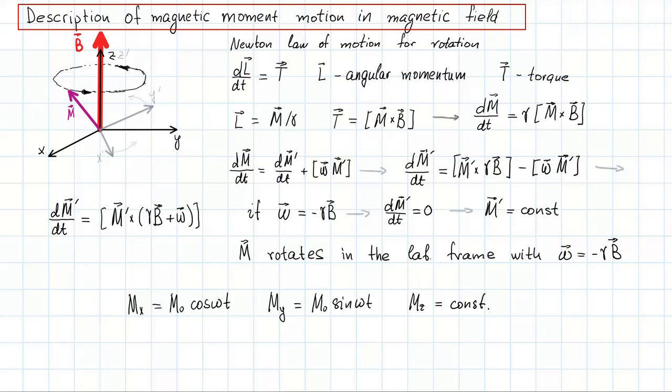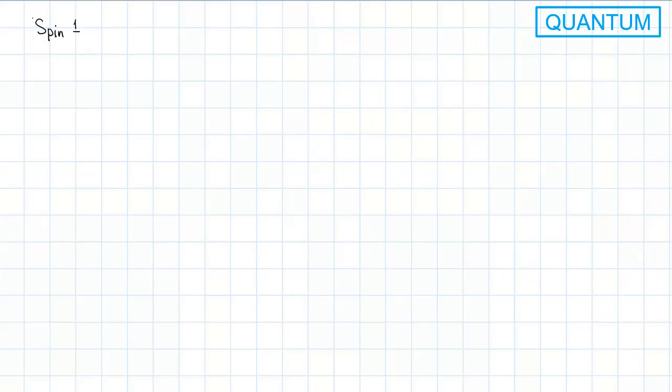Another approach to describe magnetic moment motion in magnetic field is based on quantum mechanics. Actually, it is necessary to use it when we deal with quantum mechanical systems. Noticeably, both approaches give us similar results for some cases. I will demonstrate the usage of quantum mechanics for the description of magnetic moment motion originating from a particle with a spin 1/2, which can be an electron or a proton.